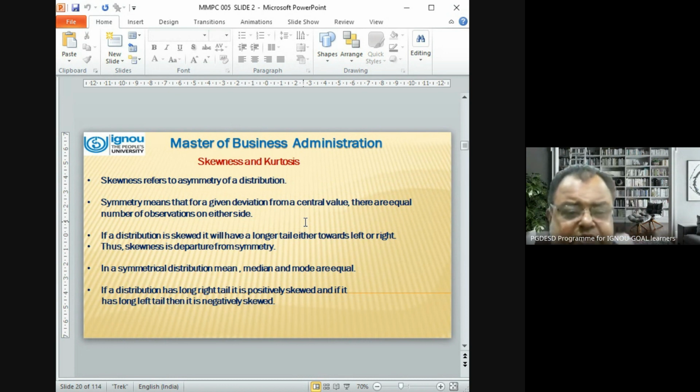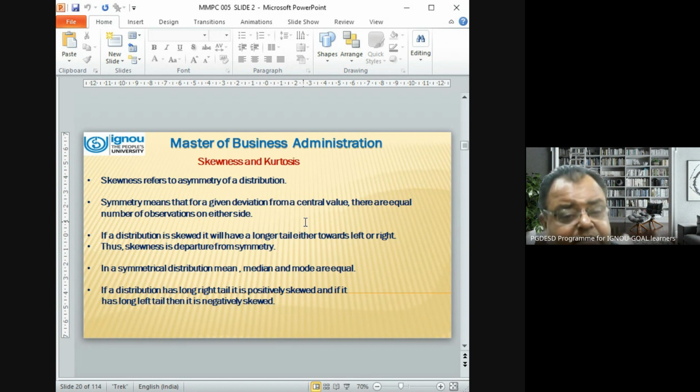Skewness refers to the symmetry of a distribution. Symmetry means that for a given deviation from a central value, there are equal number of observations on either side. If a distribution is skewed, it will have a longer tail either towards left or right. This skewness is departure from symmetry. In a symmetrical distribution, mean, mode, and median are equal.